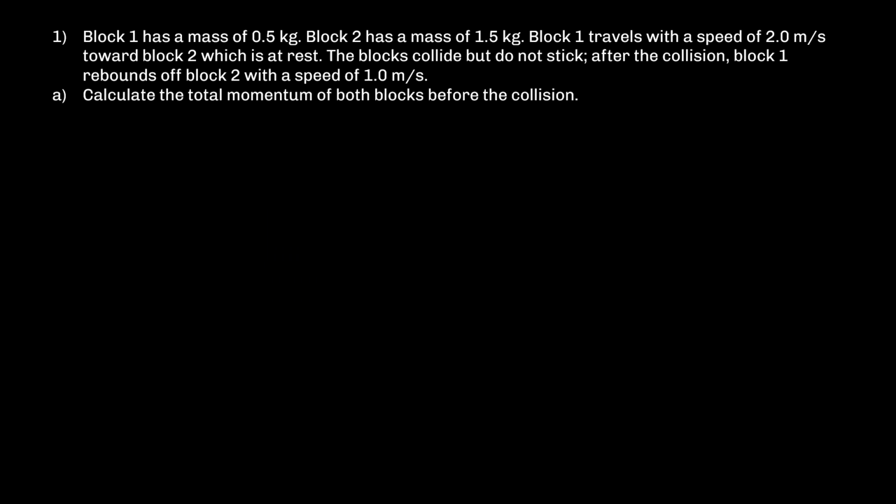All right, the first part: we're going to calculate the total momentum of both blocks before the collision. In order to do this, I'm going to start off with P before. My momentum before the collision is going to be equal to the momentum of both objects individually, because I have two separate objects. So I'm going to start off with this equation: P before equals P1 before, which is the momentum of block 1, plus the momentum of block 2. One problem here though, block 2 is at rest. So that means it has no momentum. You need to have some movement in order to have momentum.